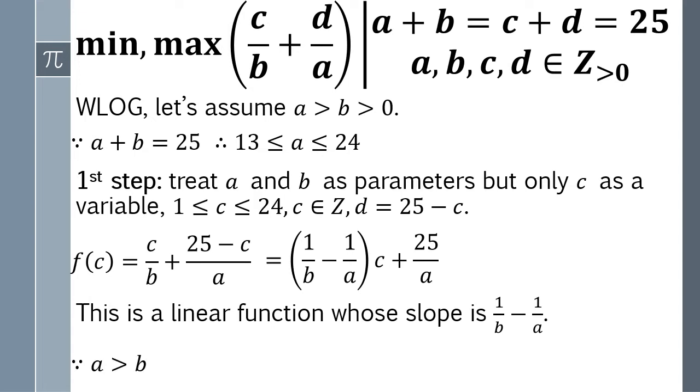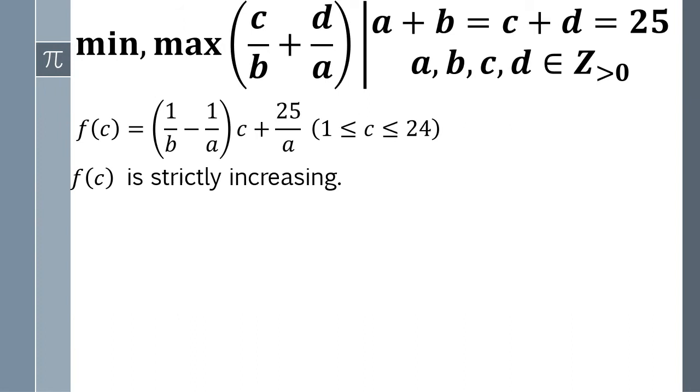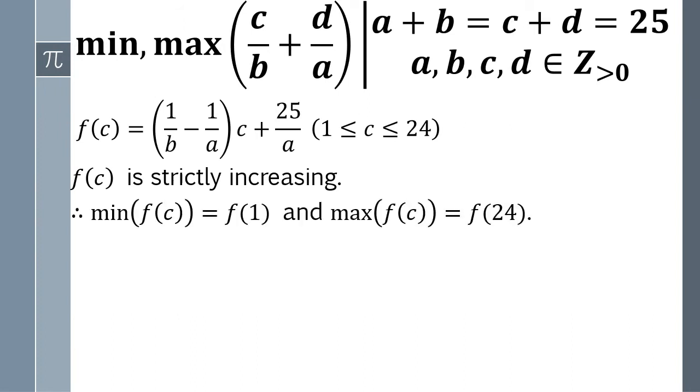Since A is larger than B, based on our assumption, 1 over B minus 1 over A is larger than 0. That means F(C) is a linear function with a positive slope. So F(C) is a strictly increasing function. As a strictly increasing function, F(C) reaches its minimum when C is at its lower end, which is 1, and reaches its maximum when C is at the upper end, which is 24.